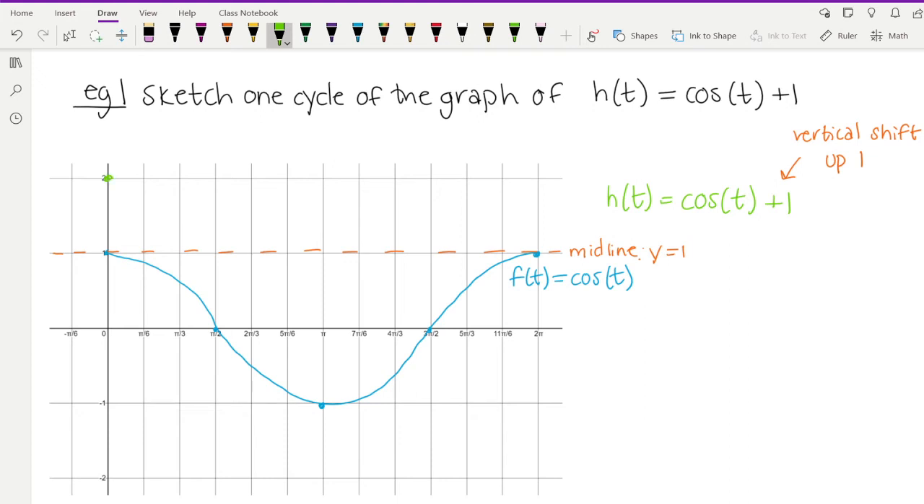Or you can just shift each point up by 1, but it's the same idea. So basically what we'll see is, just like in the original graph, the maximum points now are at 2, but they still happen at 0 and at 2 pi. The minimum point still happens at pi, but it's at a height of 0 because it's been moved up by 1. And those places where the graph crosses the midline are still going to happen halfway in between, like here and here. And so our graph is going to look like this.